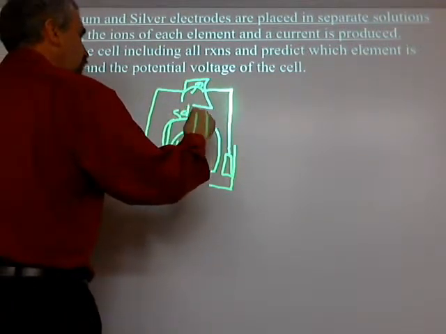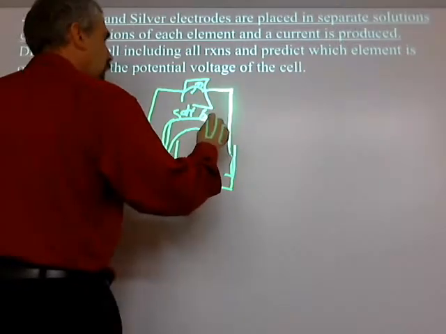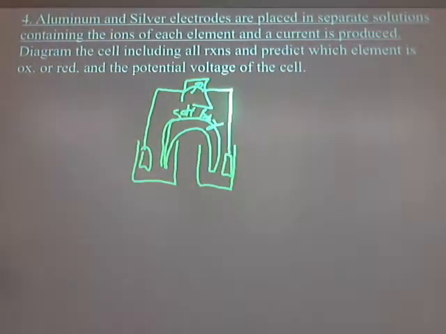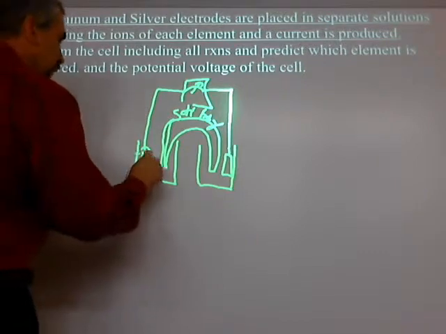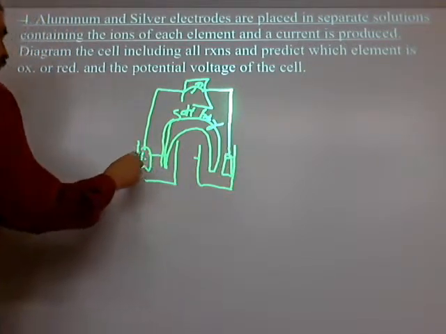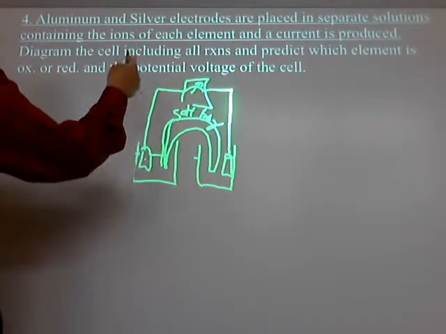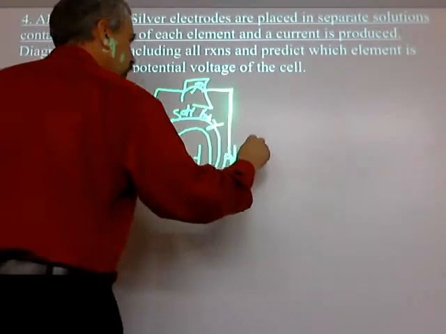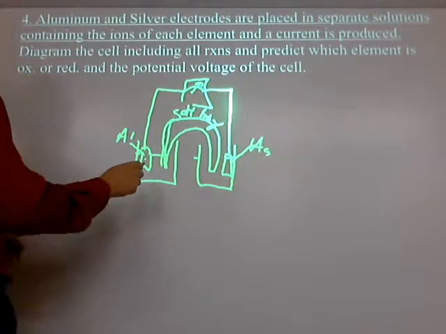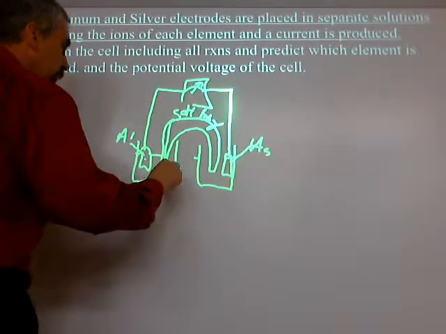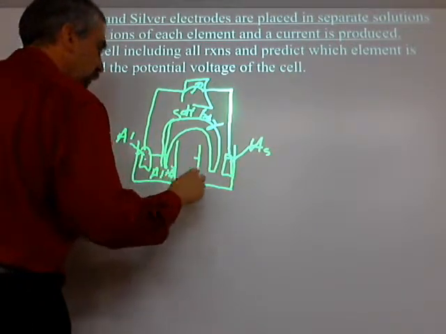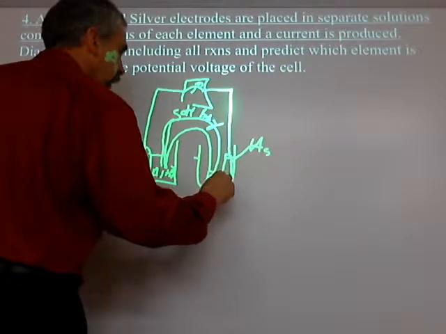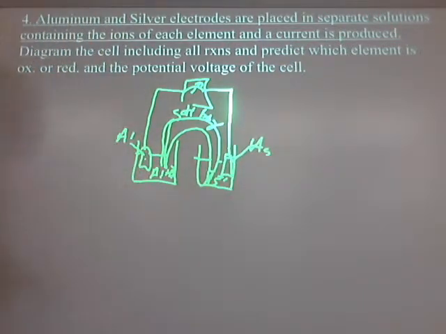This is the salt bridge. You need to label that. Label the salt bridge. You also need to label each of these containers, what's in them. Okay? It says aluminum and silver electrodes. We'll call this the aluminum electrode. We'll call this the silver electrode. This will have ions of aluminum in them, that's +3 ions. This will have silver ions in them, +1 ions. Okay? You have to label all this.